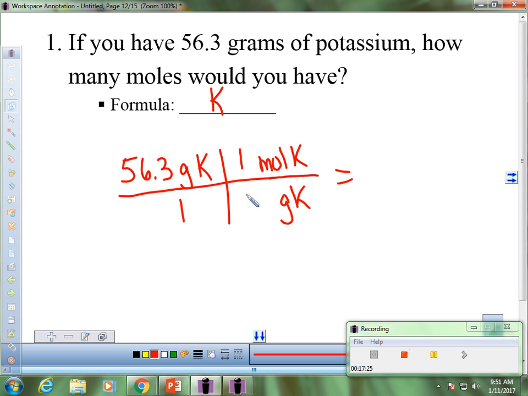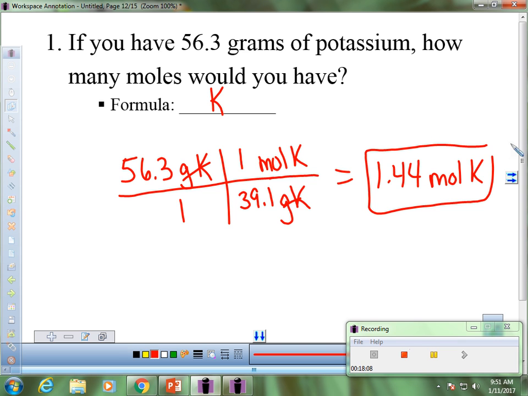Well, I'm not allowed to use Avogadro's constant here, so I am not going to use 6.02 times 10 to the 23rd. So instead, you're going to use the molar mass. Well, this is just an atom, so I just can go to the periodic table and write the molar mass for potassium. And potassium rounds to 39.1 because it's 39.09. So this will round to 39.1. And this will cancel. And I'll just take 56.3 divided by 39.1, and you will find that that equals 1.44 moles of potassium. So they have over a mole of potassium.